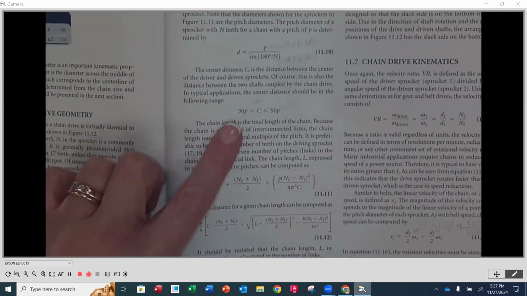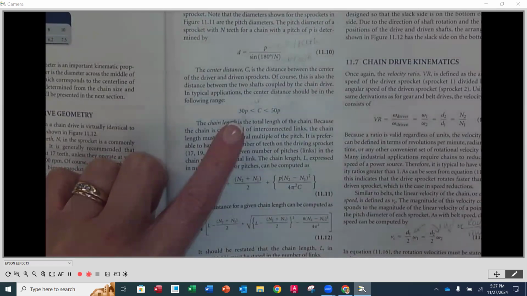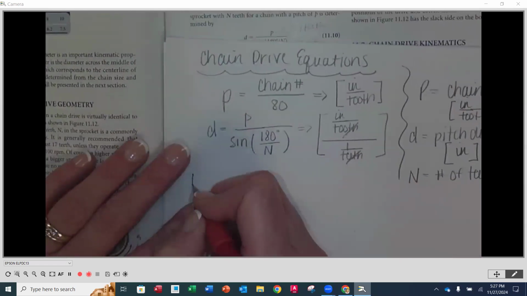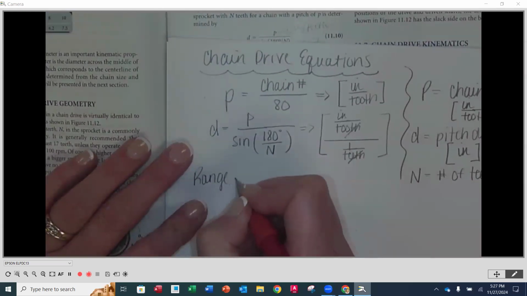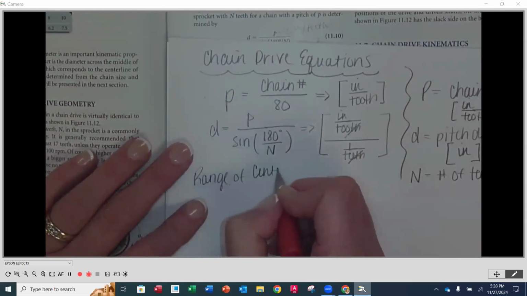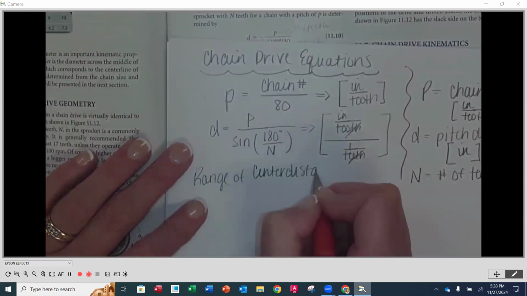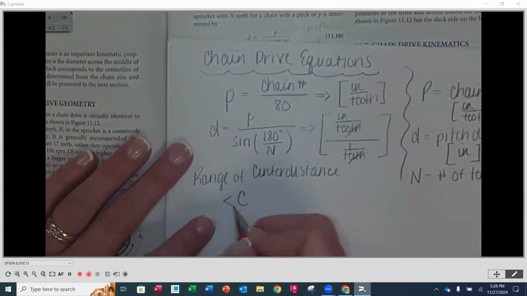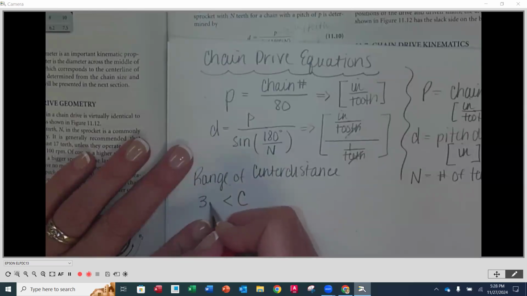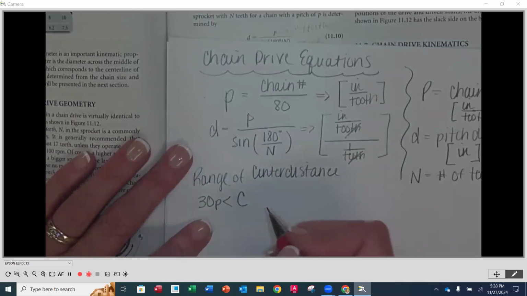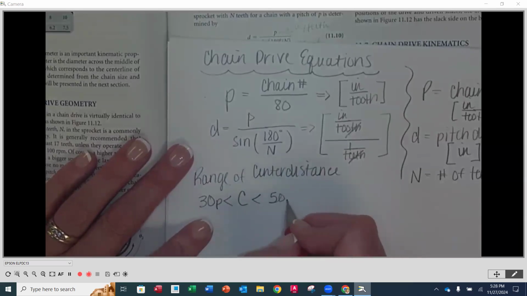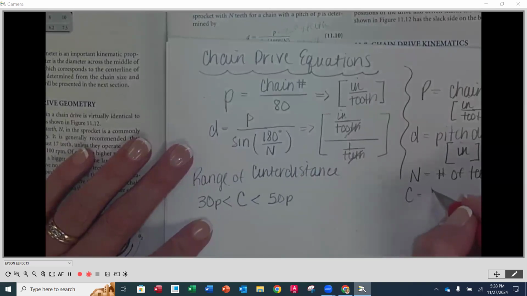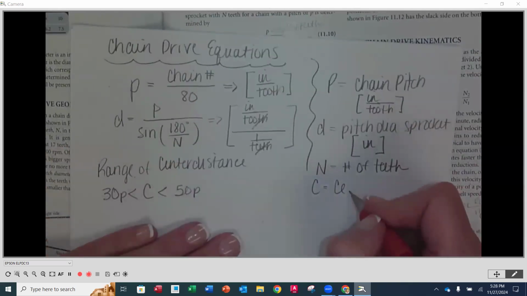Then I do want to put this, center distance range. So this is going to be range of center distance. And our C is going to be in the middle, and it needs to be greater than 30 times whatever your pitch is, but less than 50 times your pitch. And C is equal to center distance.